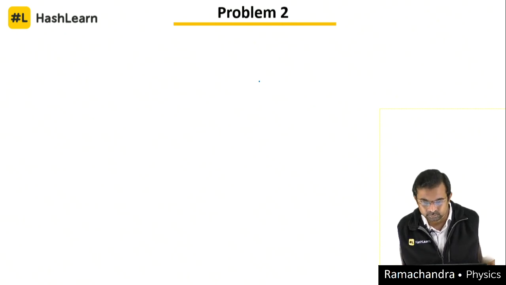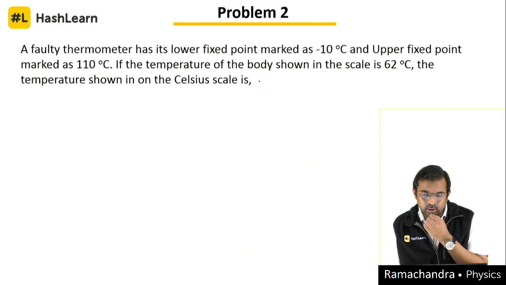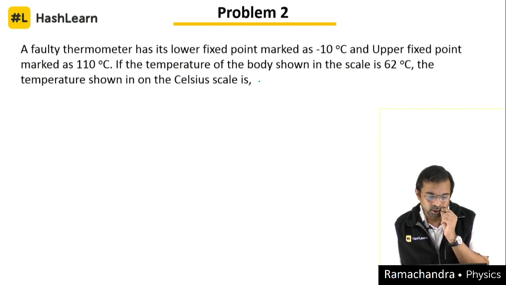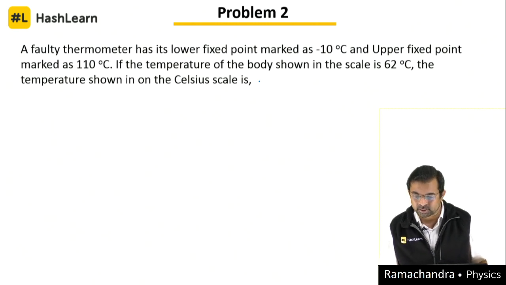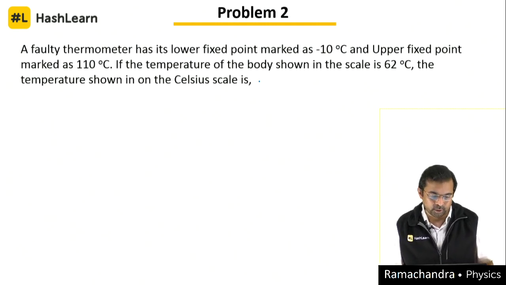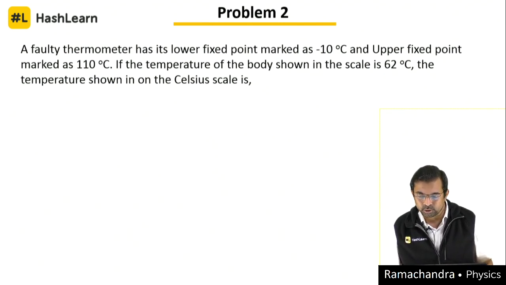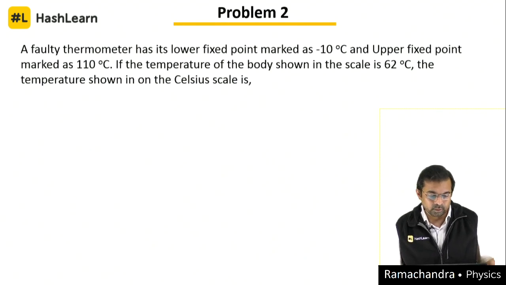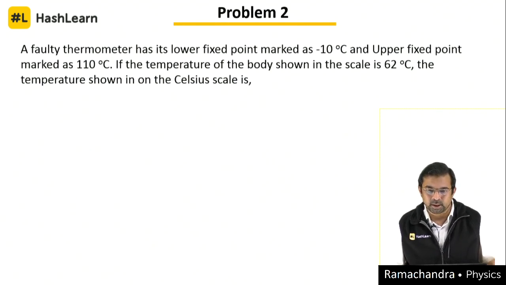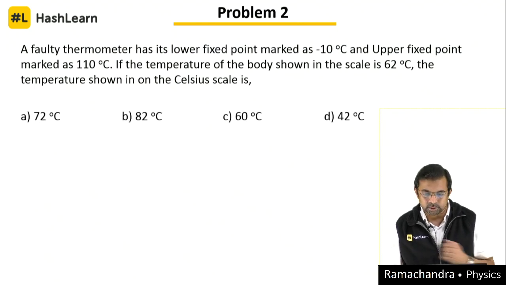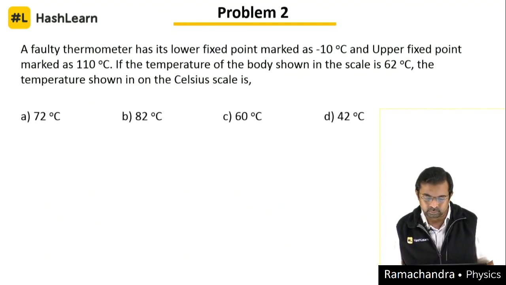Let's take up the second problem. A faulty thermometer has its lower fixed mark as -10 degrees and upper fixed point marked as 110 degrees Celsius. If the temperature of the body shown in the scale is 62 degrees Celsius, the temperature shown in the Celsius scale will be. So, these are your options and you will have again 30 seconds time to answer this one.